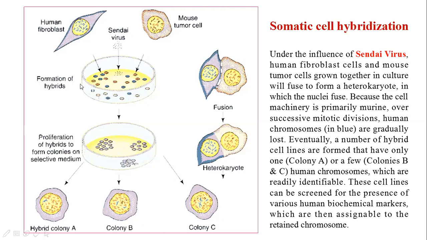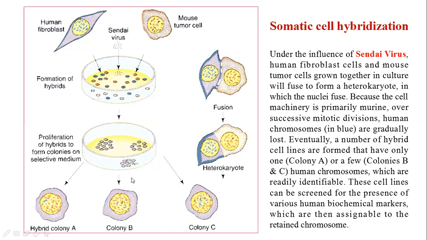and there will be formation of hybrid due to the fusion, because the cell nucleus will fuse and they will produce a heterokaryote. Here you can see, due to fusion, they are forming a heterokaryote. Eventually a number of hybrid cell lines will be formed.